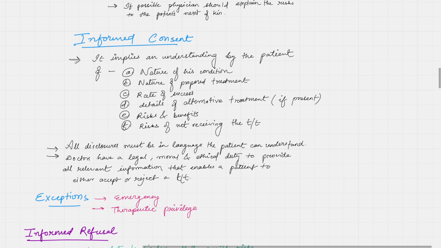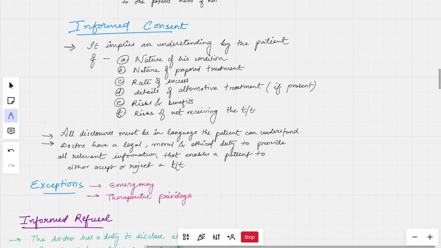So today we are going to study informed consent. It implies an understanding by the patient of the nature of his condition, the nature of the proposed treatment, the rate of success of the treatment, all the risks and benefits involving the treatment, and if there is any alternative treatment available, the details of that alternative treatment, and the risks of not receiving the treatment. All these things should be included in the informed consent.